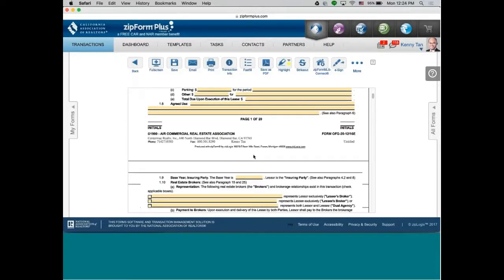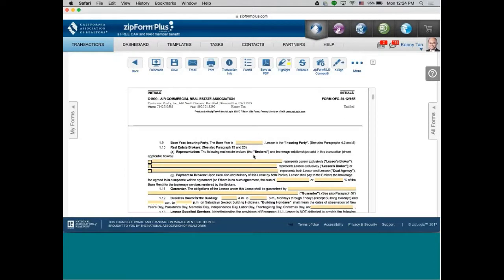Agreed use, insuring party. The base year insuring party. The base year is the year in which the lease begins. So subsequently, if there's an increase in the insurance premium, most likely that increase will be reflected in the operating expense. That's why you need to indicate the base year here. So in this case, if you're signing this in 2017, then the base year is 2017.